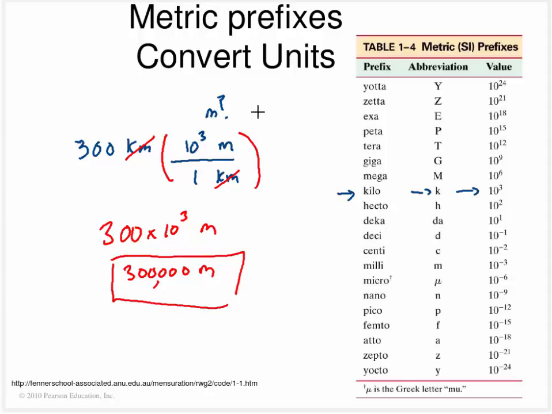And you can pretty much do this with any prefixes. In this class right here, you definitely want to know mega, kilo, centi, milli, and as we go into Physics 102, probably micro and nano are going to be the important ones. So make sure that you're able to go ahead and convert units between these various prefixes.